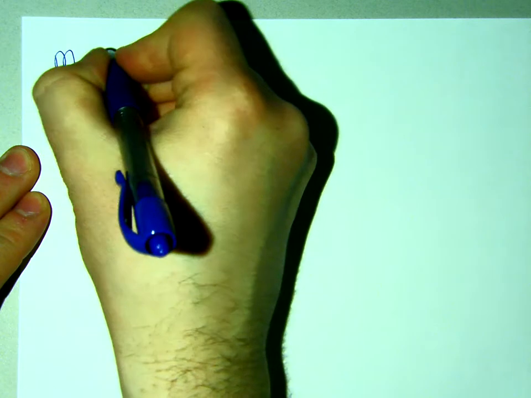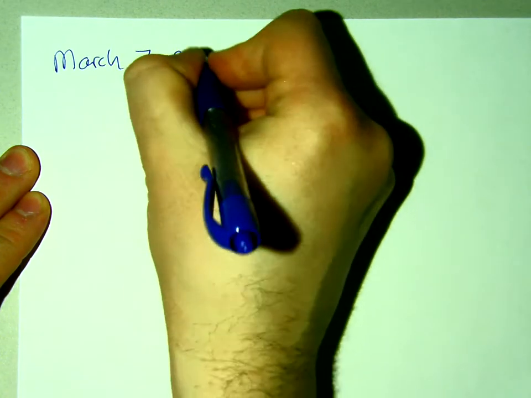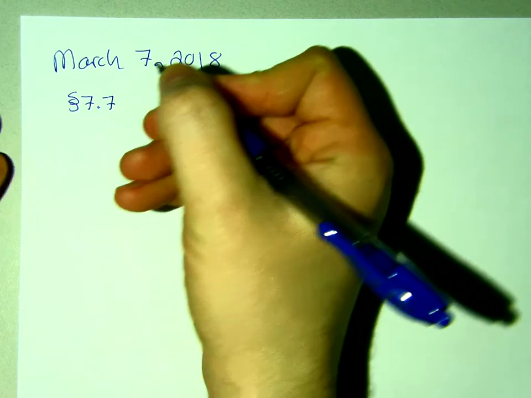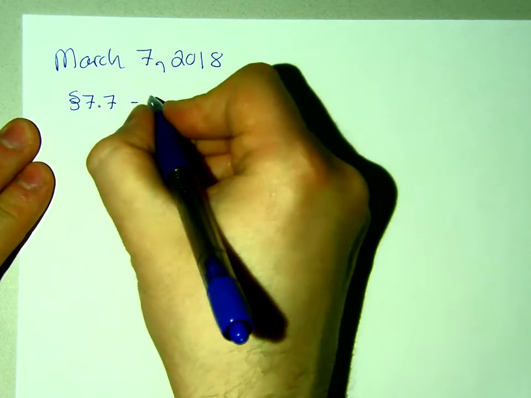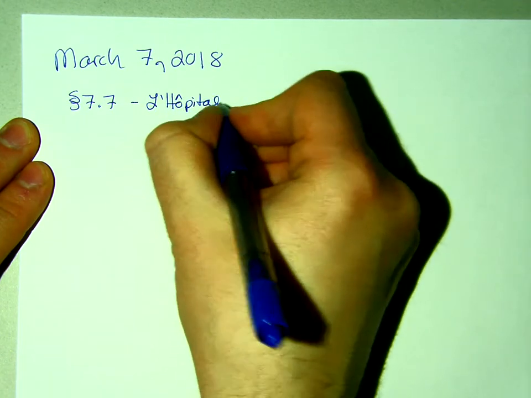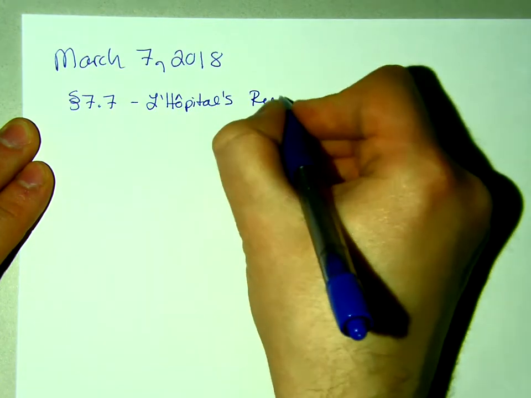Okay, so we're going to start. It is March 7th. And we're still looking at L'Hopital's rule. There's a little bit more we need to do with what we started last time. Then we need to talk about an application of L'Hopital's rule. And then we need to look at some other indeterminate forms.